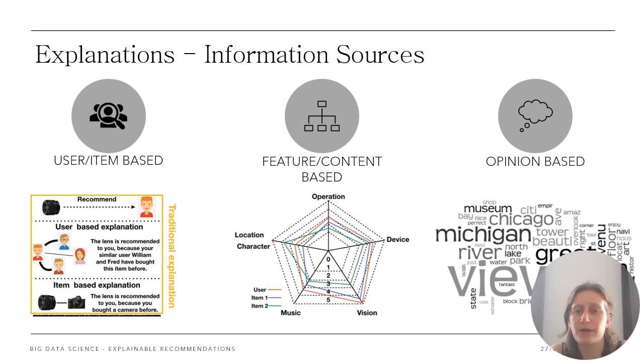The traditional way is user item-based explanation. For example, if you get recommended a lens for a camera in a user-based system, it is recommended because a similar user to you bought this lens before. In an item-based system, you get recommended a lens because you recently bought a camera.